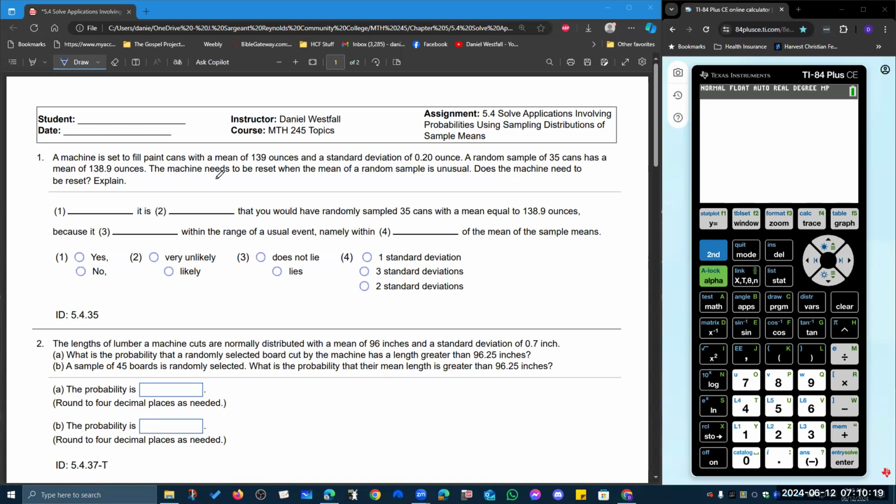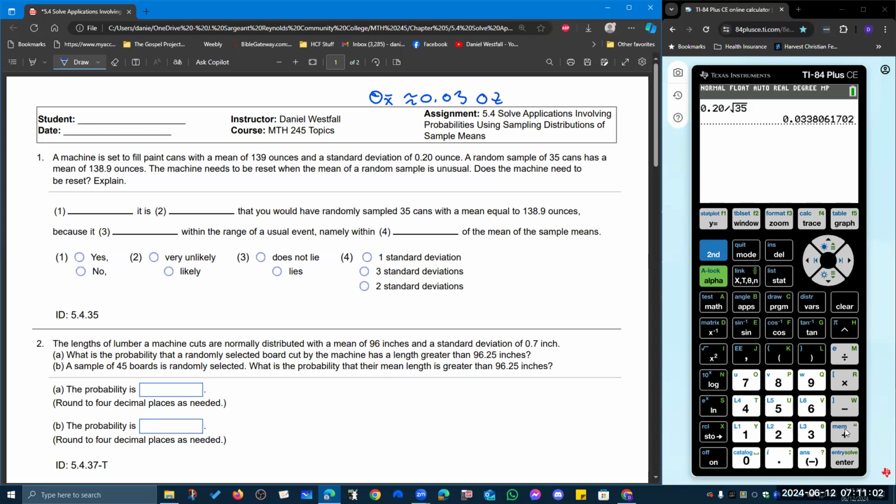Well, let's first find what the standard deviation is for the sampling distribution. So we have 0.20 divided by the square root of 35. Let's round this to 2 decimal points, because we've got 1 decimal point here. So our standard deviation for our X bar is about 0.03 ounces.